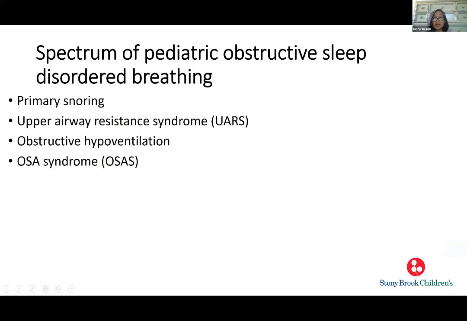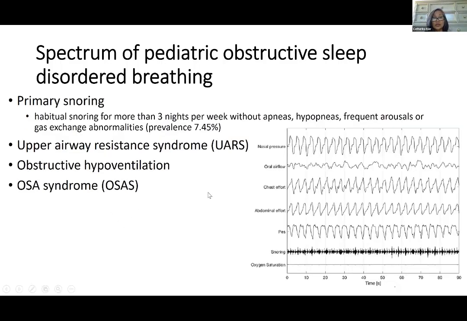Now, in terms of the spectrum of pediatric obstructive sleep disordered breathing, you could have a range from one end, just habitual or primary snoring, to that of a full-blown or overt obstructive sleep apnea syndrome. So here in primary snoring, you can see that it occurs more than 3 nights per week without any obstructive events. So no associated apneas, hypopneas, arousals, or gas exchange abnormalities. And the prevalence of that is about 7% of the population.